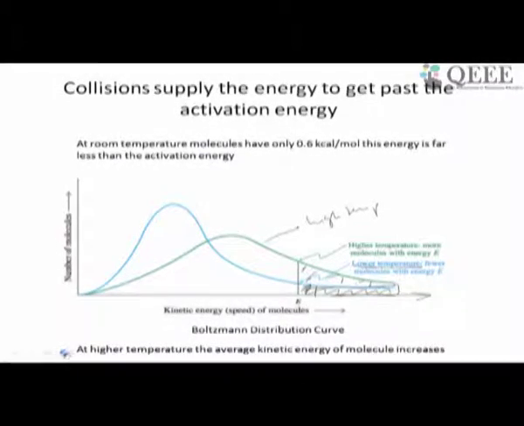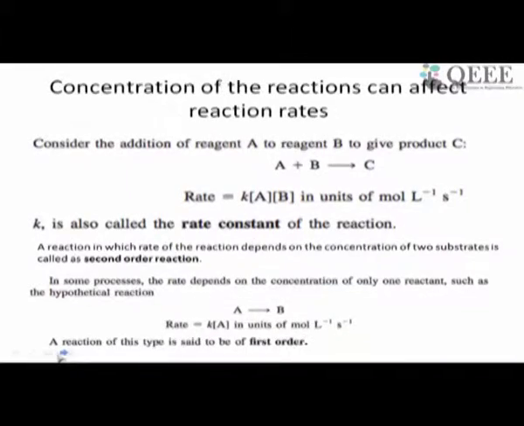Alright, so now I will talk about how the concentration of the reactants can affect the reaction rate. For example, if there is a reaction in which A and B starting materials give C as a product, then the rate can be defined as rate equals k. This is a small k. Please notice that there is a difference between small k and capital K. Capital K refers to the equilibrium constant and the small k refers to the rate constant. The rate can be equated to the rate constant times the product of the starting materials.